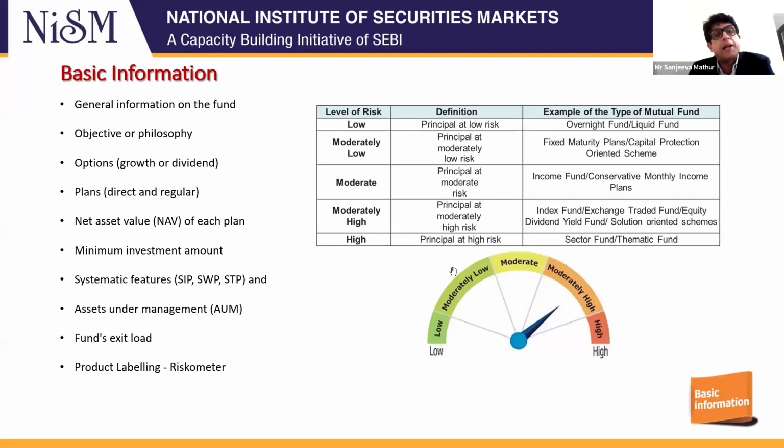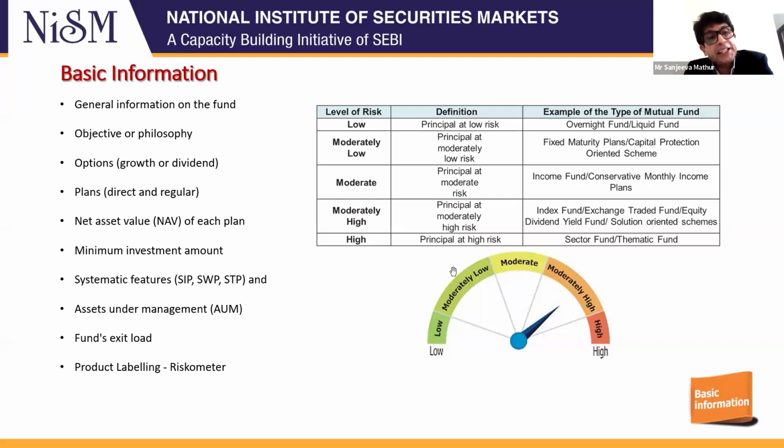It's very clearly mentioned. If you cannot take a risk, sorry, equity is not for you. If your horizon is 1, 2, 3 years, maybe an equity scheme is not for you. We're talking about 5 years plus. That's my view. Options: growth or dividend. Plans: direct or regular. Regular generally has a slightly higher expense ratio, but generally it goes to an advisor.